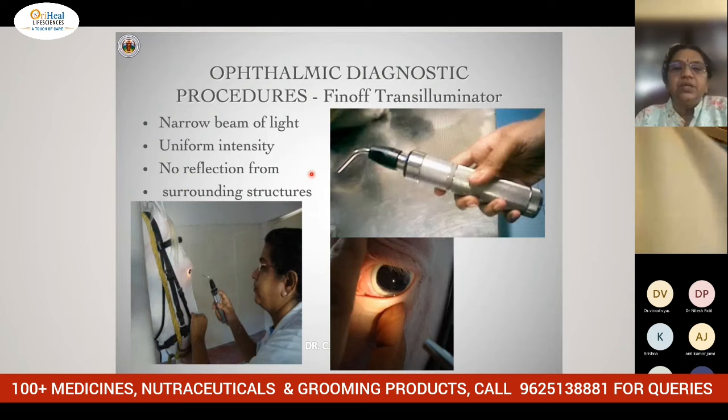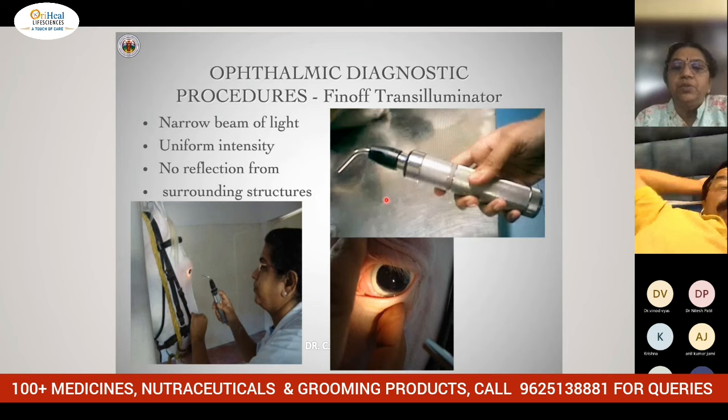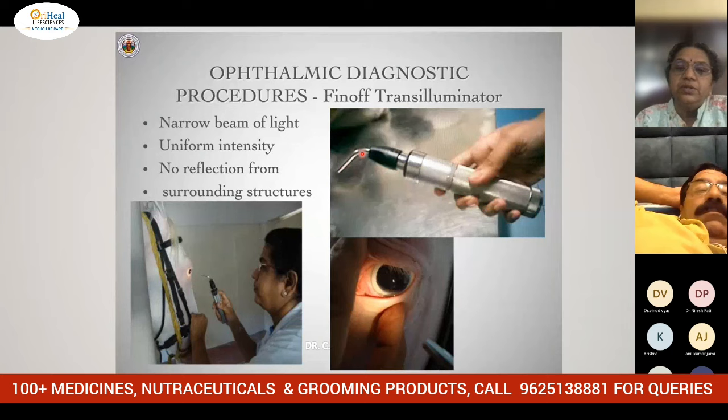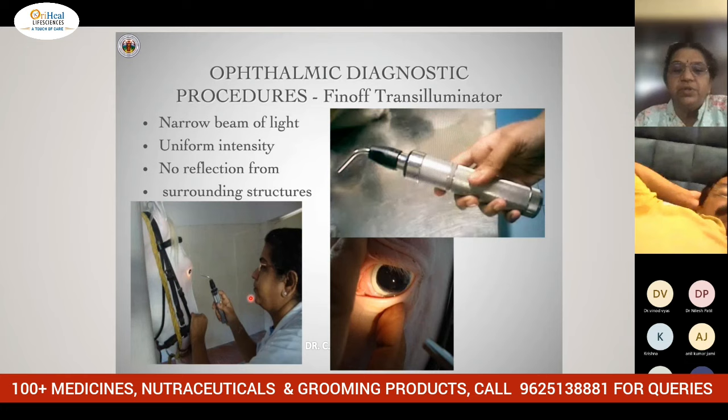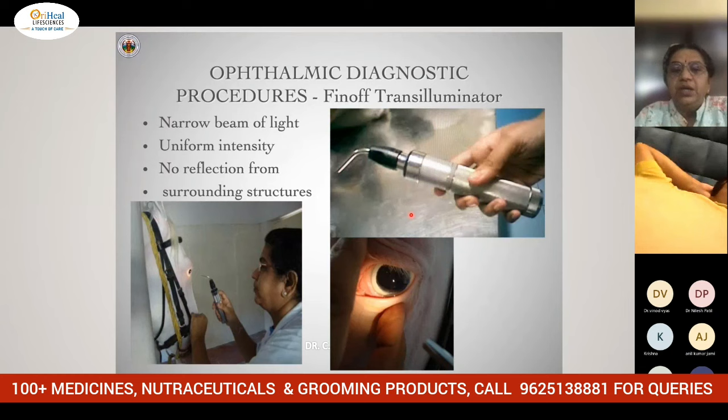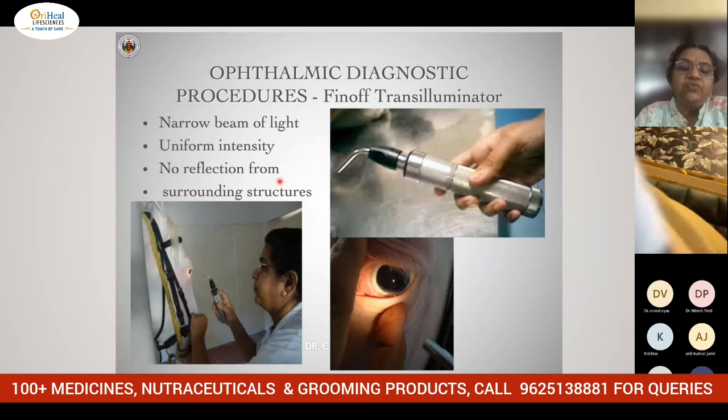In the diagnostic procedures for the conjunctiva, you can use the indirect ophthalmoscope. There is another good instrument, the Finoff Transilluminator. The advantage of this transilluminator is that there is a narrow handle, and through the steel part the light will emit out. The advantage is you will be able to shine light only in the required area, not the whole eye will be under illumination, so you will get good cooperation from the patient. This is an instrument which I like very much. When you use it on the eye, you will think you have a pen torch, so what is the need for this? But it is not so. You will not find any reflection from the surrounding tissues. That is the Finoff Transilluminator.